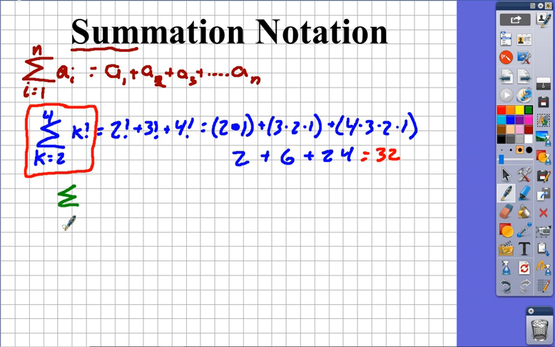So the first one, if we start with i from 1 to n, and we have some equation a sub i, and we multiply that by a number c, we can pull that number c out to the front and just simply do the summation from 1 to n of the equation. And then once you get your summation answer, multiply it by c. The reason is each of these additions are going to be multiplied by the c, so it's just like distributing the c in.